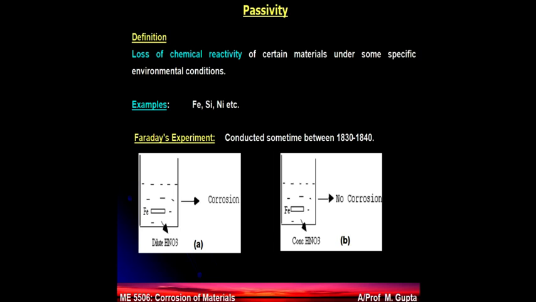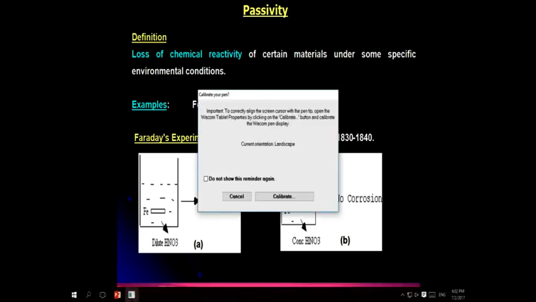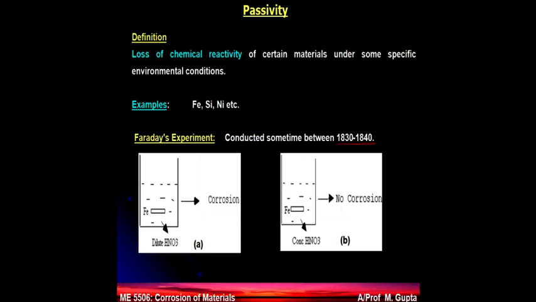the concept of passivity. This phenomenon was first discovered by Faraday when he was making some experiments way back, almost 200 years back. He took a piece of iron and put it into dilute nitric acid, and he found that the piece of iron is corroding, which is shown in this schematic on the left. So he thought maybe I should put a similar piece of iron in concentrated nitric acid and see what goes on.